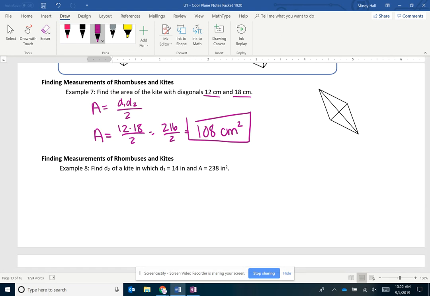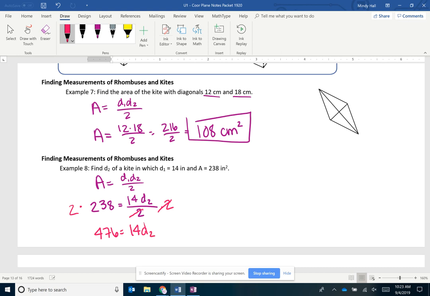All right, so then if I want to find diagonal 2 of a kite where diagonal 1 is 14 and area is 238, I'm going to still use the same formula and then just plug in what I know. So I know my area is 238, and I know my diagonal 1 is 14, but I don't know my diagonal 2. So I'm going to divide by 2. So then to solve this, I'm going to multiply both sides by 2 so that it cancels out. So 238 times 2 gives me 476, which is 14 times diagonal 2. So then if we divide by 14, we get that diagonal 2 is 34 inches.